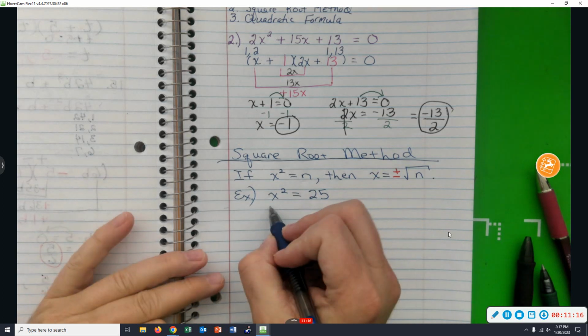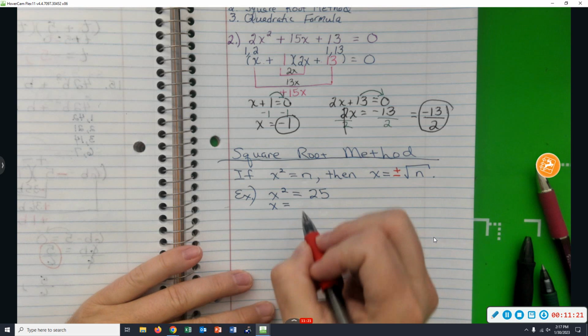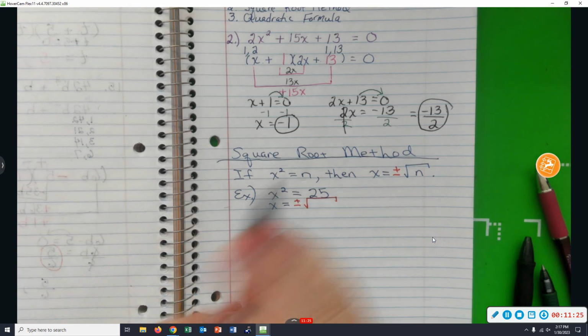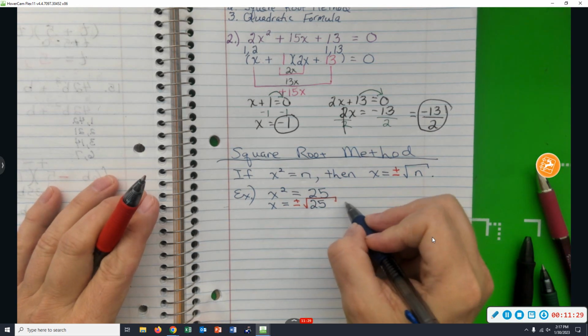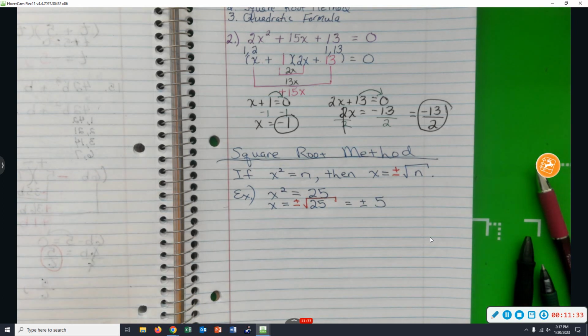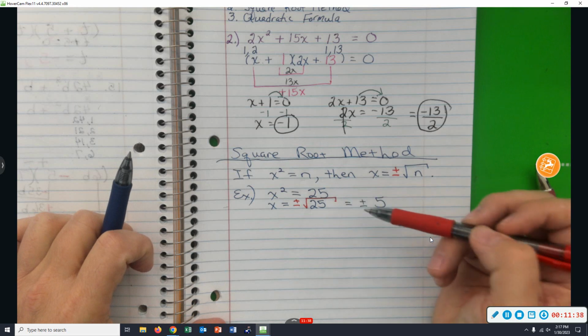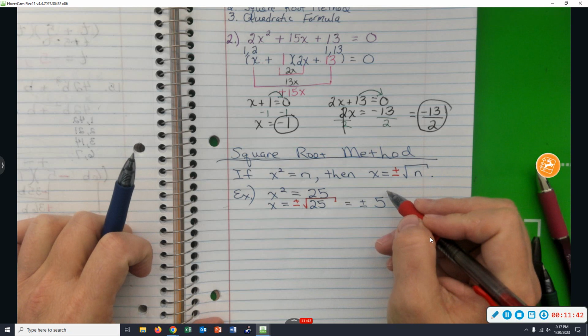Okay? So the solution to x squared equals 25 would be x equals plus or minus the square root of 25. So that would be what? Positive or negative 5. Remember, positive 5 times positive 5 gives us a positive 25. Negative 5 times negative 5 will give us a positive 25.